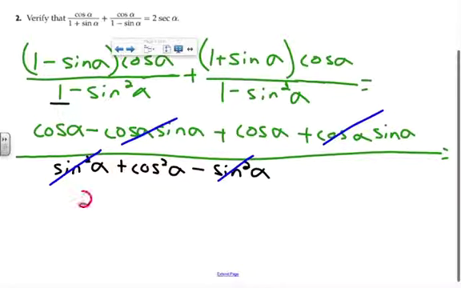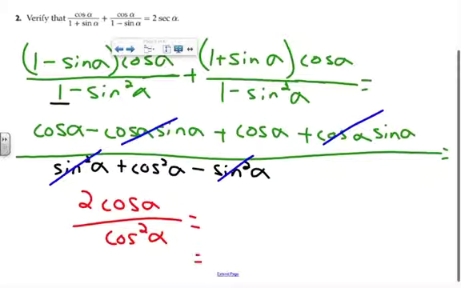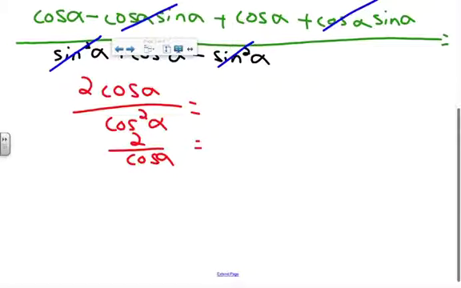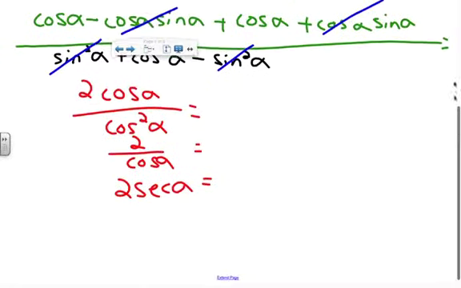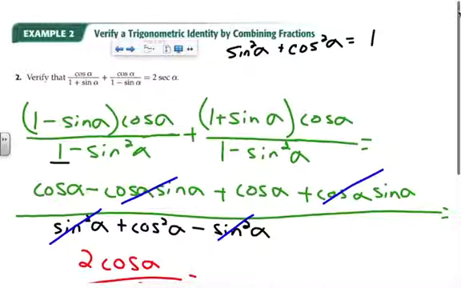So now I've got 2 cosine of alpha over cosine squared of alpha. I can reduce those and get 2 over cosine of alpha. And finally, when I use another reciprocal property, I would have 2 secant of alpha, which is what I was trying to show it was equal to.